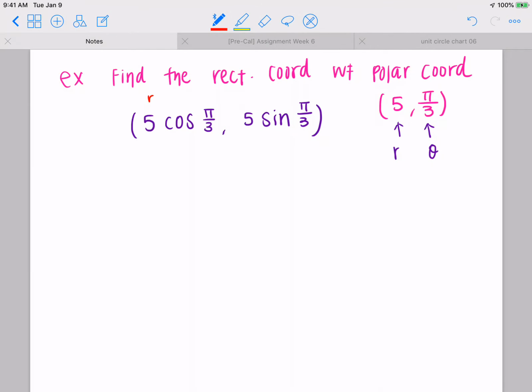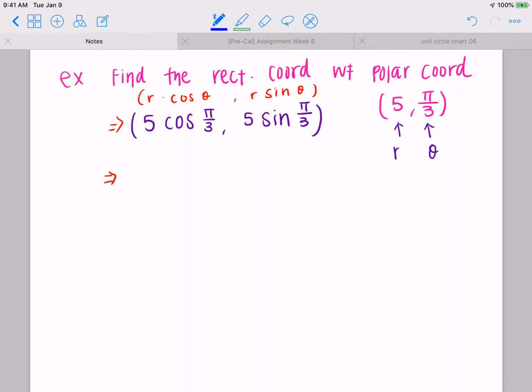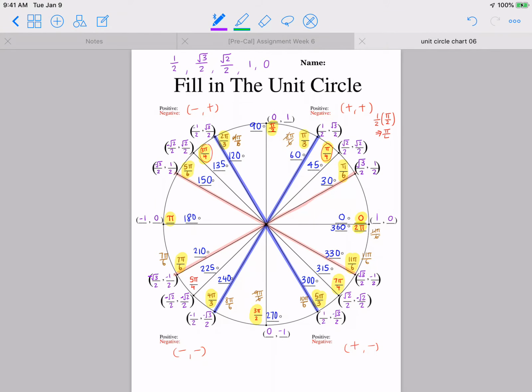Okay, if you remember, our formula earlier was r times cosine theta and r sine theta. That's how I got my numbers substituted. So let's keep going. I know 5, I'm going to be multiplying by cosine pi over 3. So let's go to this chart. Where's pi over 3? It's right here, right? So look at the coordinates. It's 1/2 and square root of 3 over 2.